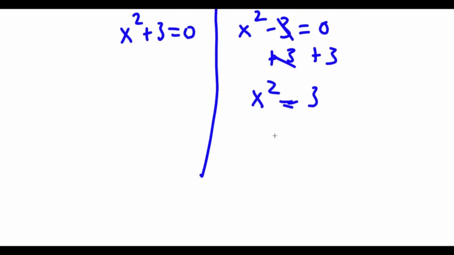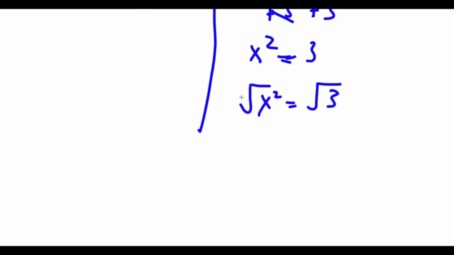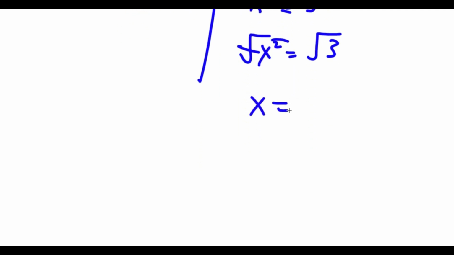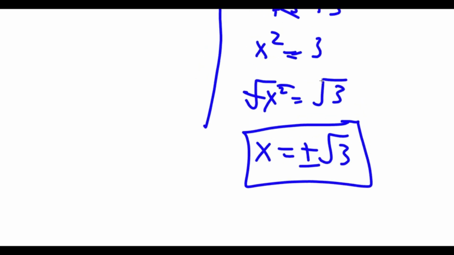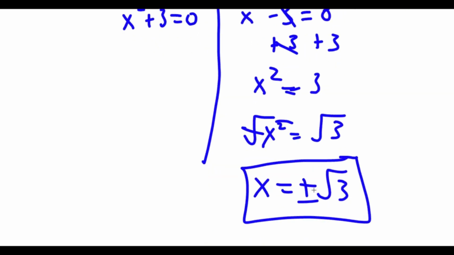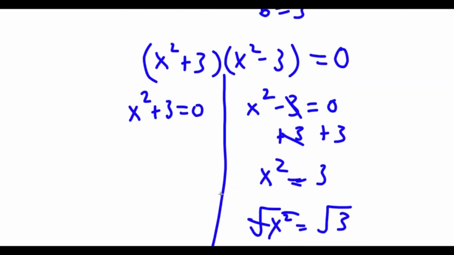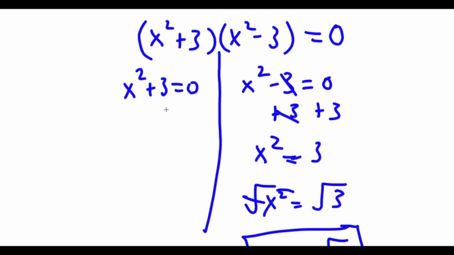Now I want to get rid of this square, so I'm going to take the square root on both sides. So then these two cancel out, and I'm left with x is equal to the square root of 3. And this is actually plus or minus the square root of 3 because it can either be positive or negative. So this is 2 solutions of x. Now I'm actually going to have 2 more from this equation.